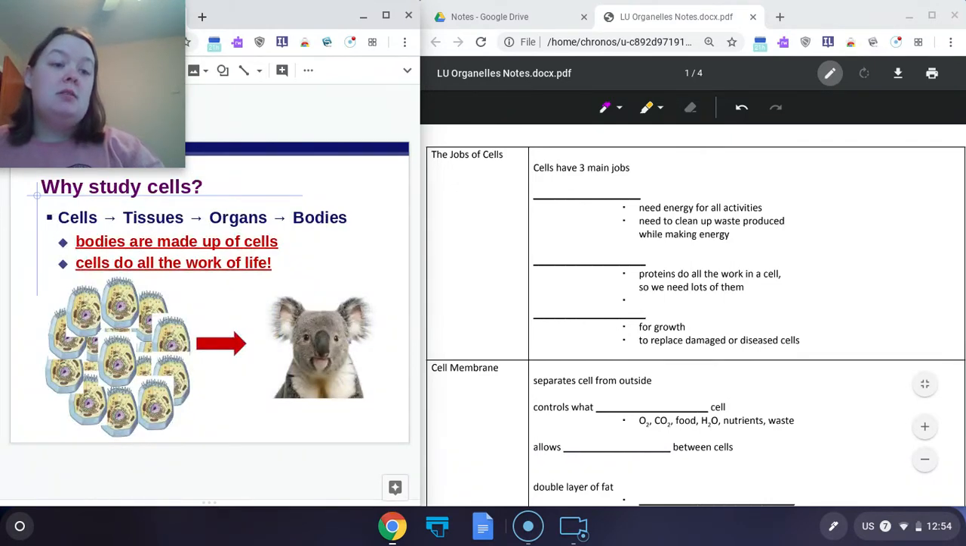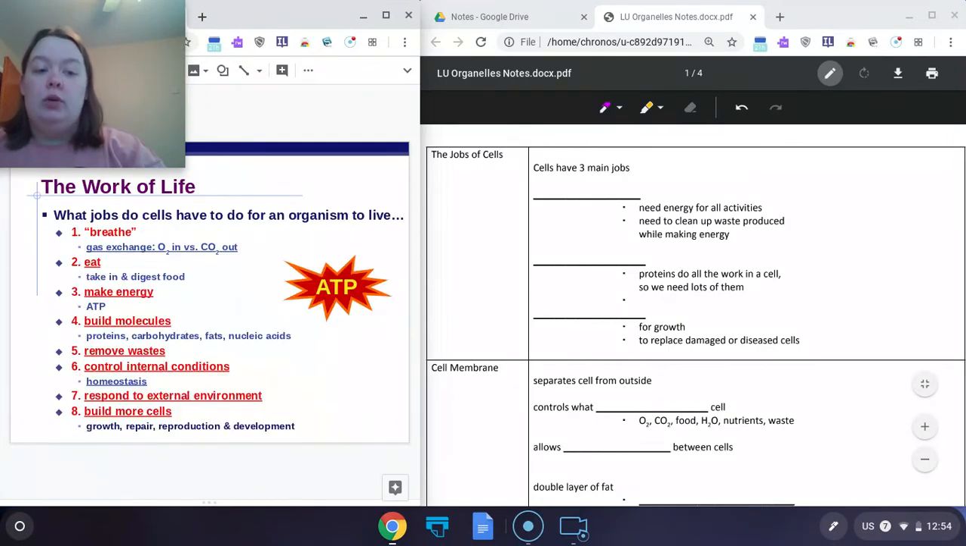Now, we're studying cells because cells are found in all living things, and in biology we're studying living things. And cells are the basic unit of life. Many cells are going to make tissues, many tissues make organs, and many organs are going to make organ systems, and then people. So cells essentially do all the work of life. In order to understand them, we have to understand what they're made of. Therefore, we need to know the organelles.